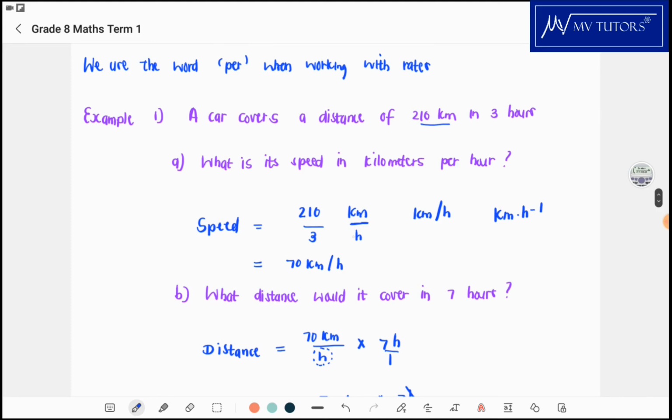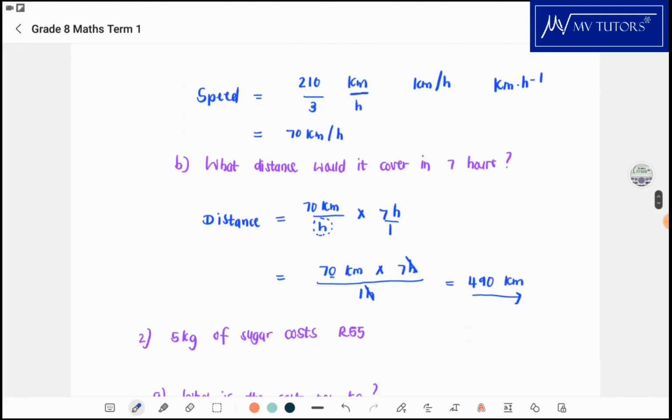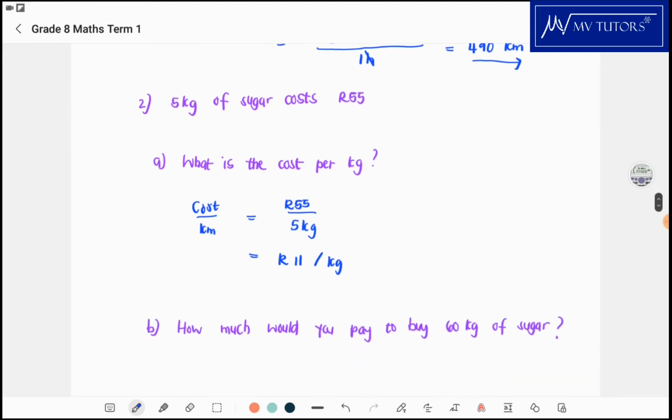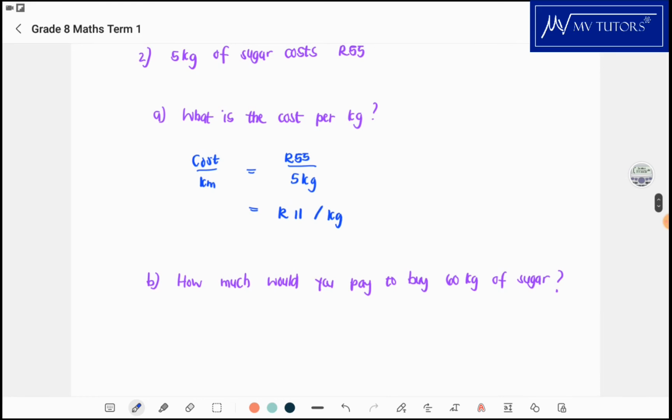Here we had kilometers and time, which is in hours. And then the second example, we had kilograms and cost in rands. Now it says B, how much would you pay to buy 60 kilograms of sugar? So what's the rate in rands? In this case, we have 11 rand per kilogram, right? And now we need to buy 60 kilograms of sugar.